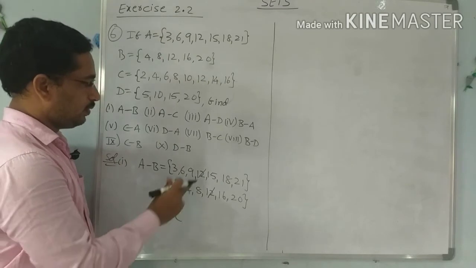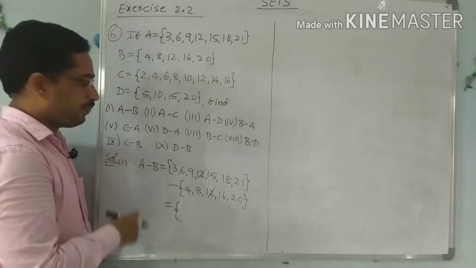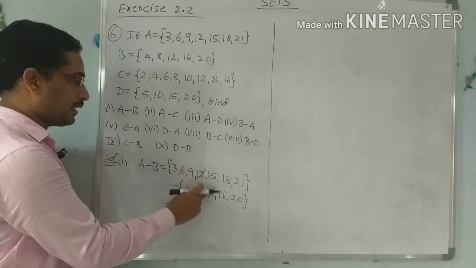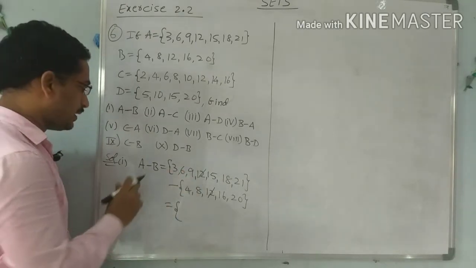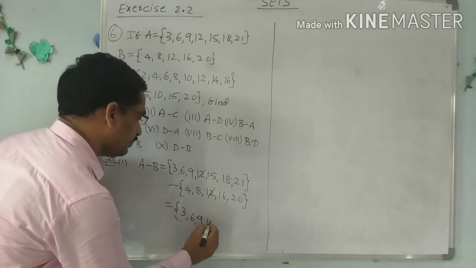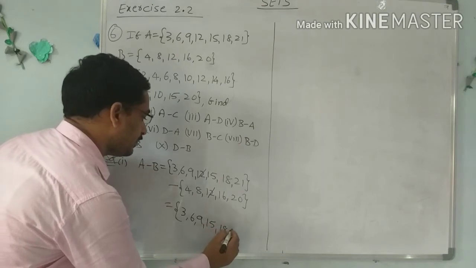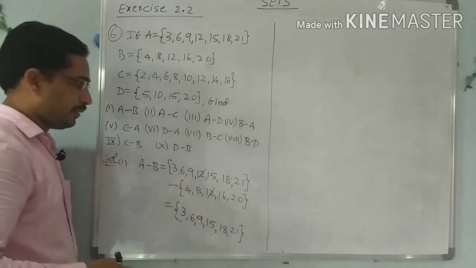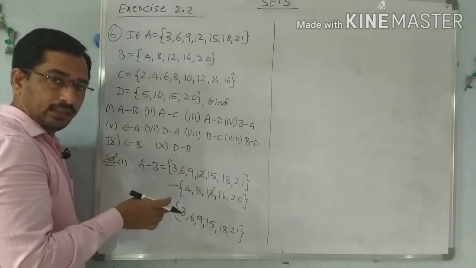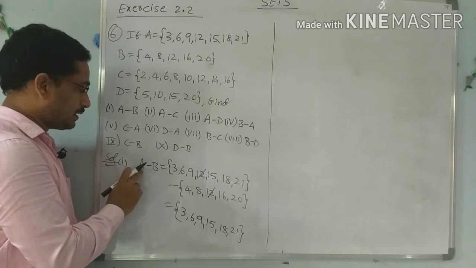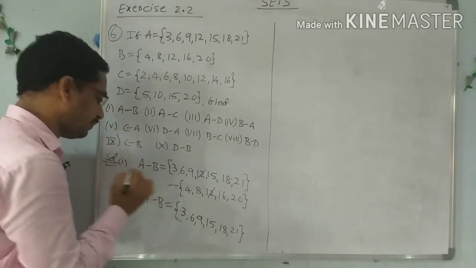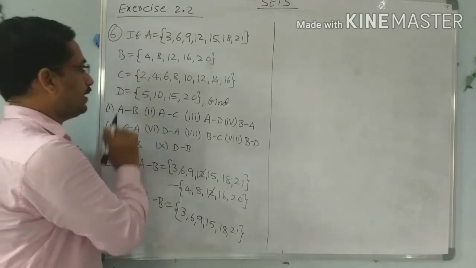Only one element is common. Now write the remaining elements of set A: 3, 6, 9, 15, 18, 21. So this is A minus B. Simple. First cancel the common element and then write the remaining elements of the first set only. Here A is the first set, so write the remaining elements of the first set. Now this is A minus B. Next, the second one, A minus C.